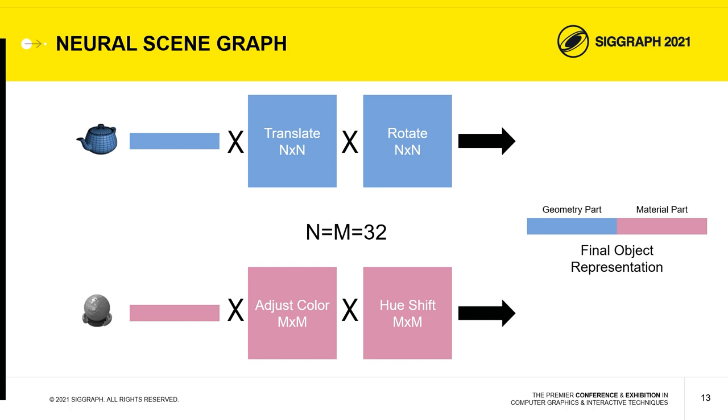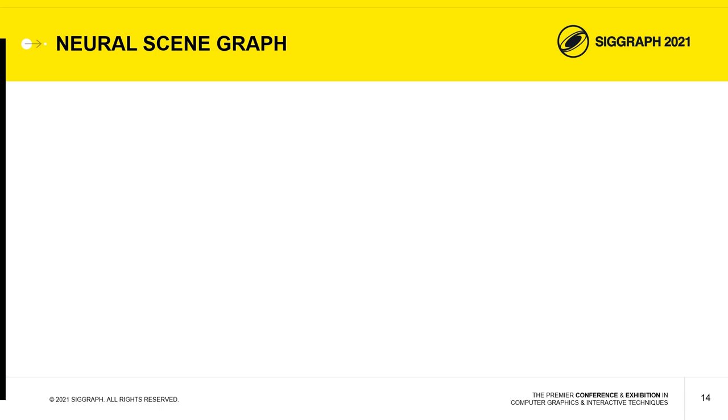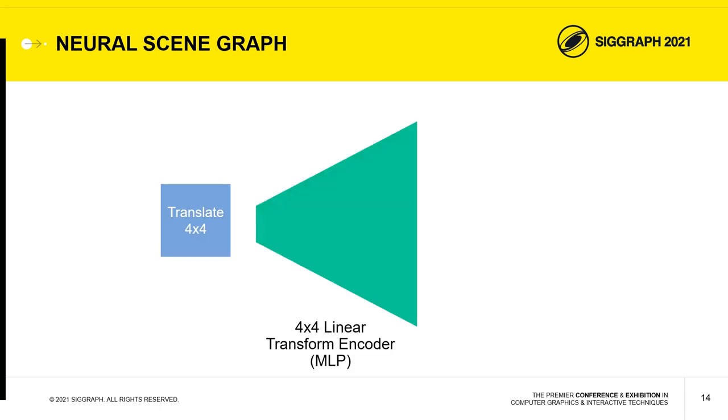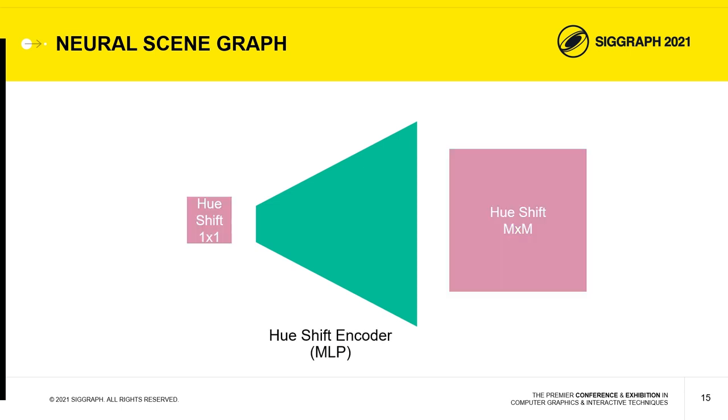So, now let's look at how we produce our linear neural transformation matrices. We're typically provided a 4x4 transformation matrix from the user. This is commonly available in video games and in 3D applications. We encode this using an MLP into this larger, high-dimensional n-by-n matrix, which we can multiply with geometry representations to apply a certain transformation. Similarly, for generating other transformations, for example for hue-shifting materials, we have another MLP that we train to create matrices for this specific transformation. And this is also how we create matrices to adjust the colors of materials.